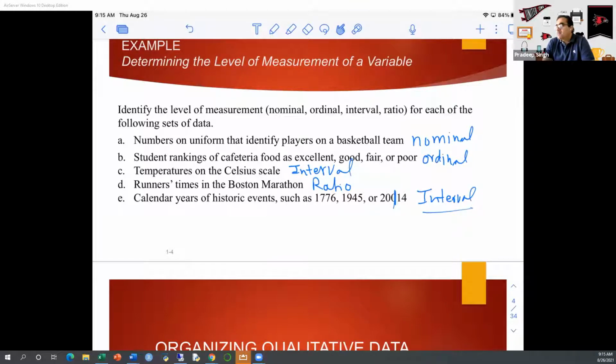Runners' times in the Boston Marathon. So the times are at ratio level, right? And then calendar years of historic events, that's also interval, right? Because calendars also don't have an absolute zero. Different calendars use different starting points. And so that's why calendar years fall under interval level of measurement.